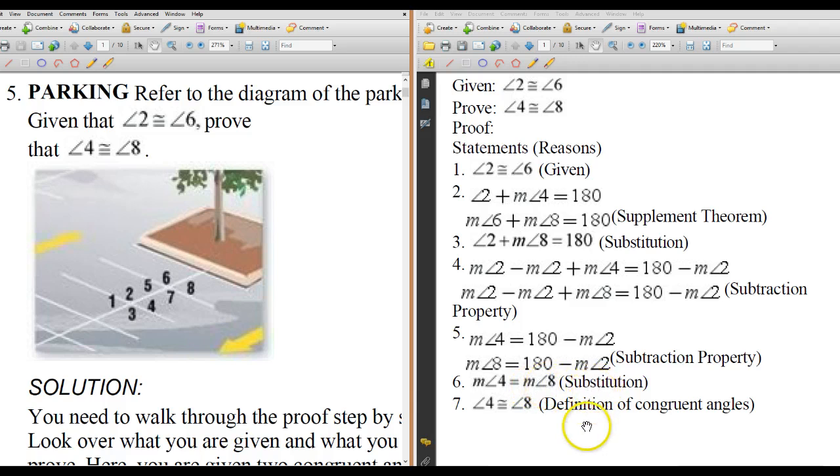The last step is the definition of congruent angles. So anytime two angles have the same measure, then we can say that they're congruent by the definition of congruent angles. And this also works the other way. So if it said angle 4 is congruent to angle 8, then it says in the next step the measure of angle 4 is equal to the measure of angle 8. That too would be definition of congruent angles.